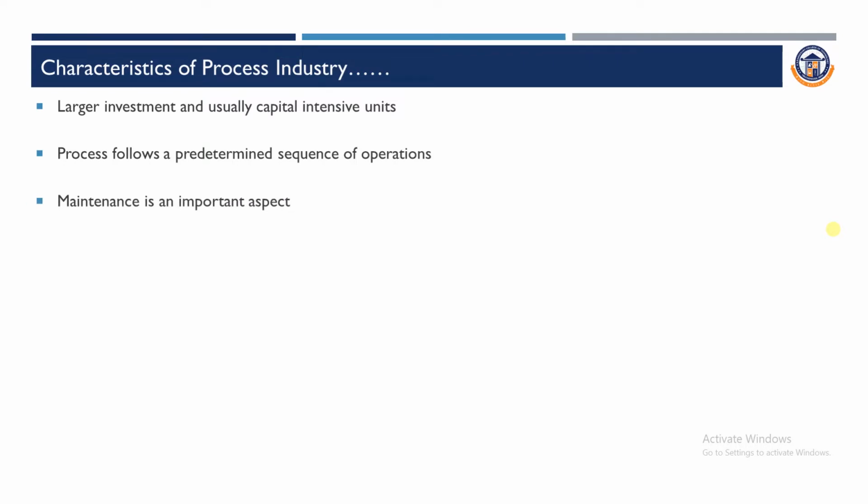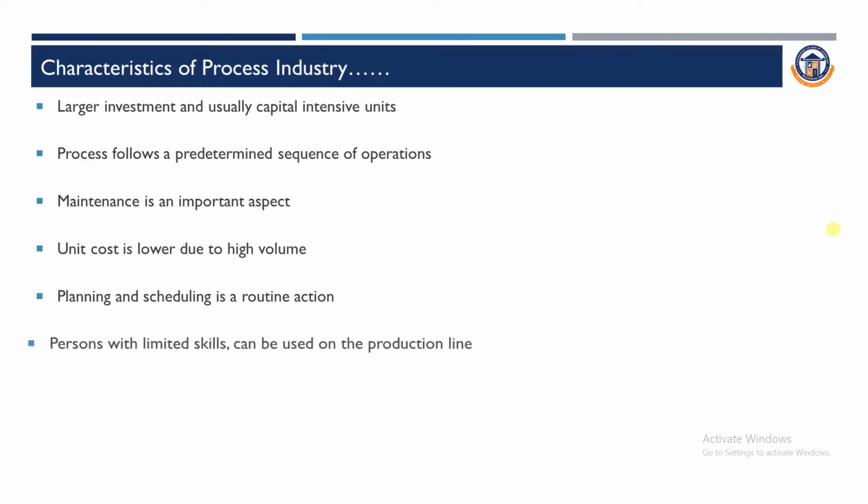So since this is a process industry, the maintenance is a very important aspect. Unit cost is lower due to a higher volume of productions. So the planning and scheduling is always a routine action. Even persons with limited skills can be used on the production line.